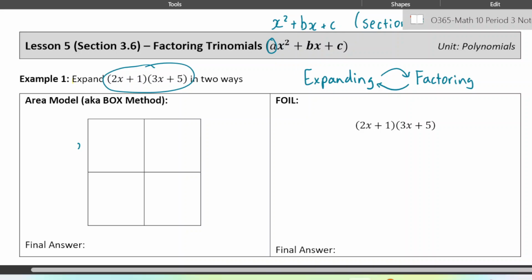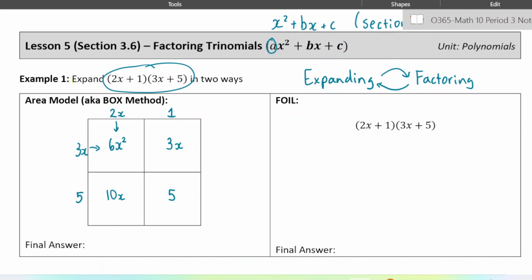Okay, so the box method, we write the first 2 terms there, 2x and 1, and then the 3x and 5. And then in each box, we write the product of the 2 terms. So for example, in this top left corner, we do 2x multiplied with 3x. So 2 times 3 would be 6, and x times x would be x squared. In this top right corner, we're doing 3x times 1, which is 3x. Bottom left, we're doing 2x times 5. 2 times 5 would be 10, and then we have an x. 1 times 5 is 5, finally in the bottom right corner.